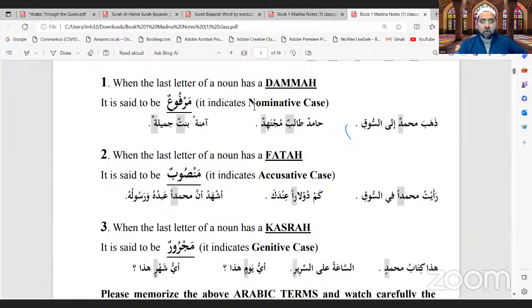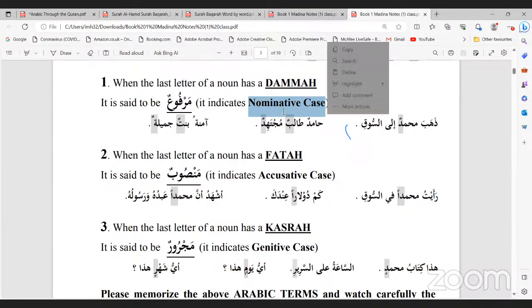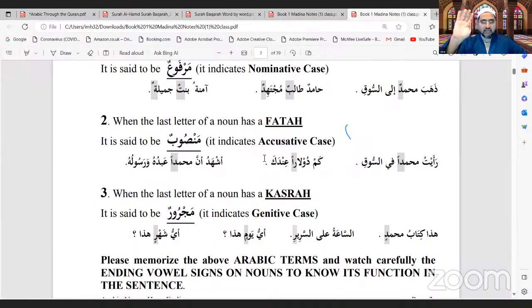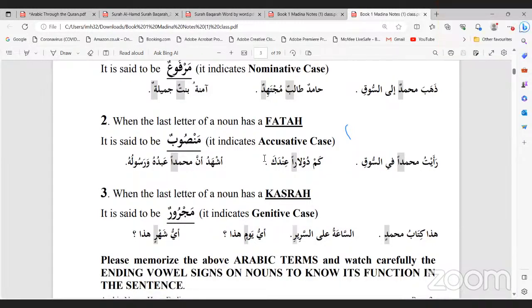In English we call it, if you write this down, the nominative case. The next ones are pesh, fatha, and kasra. So these are the three harakat that every noun can have: pesh, fatha, and kasra. Okay.